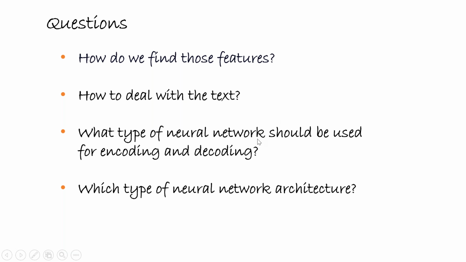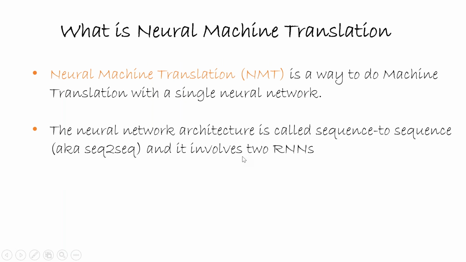So what is neural machine translation? Neural machine translation is a way to do machine translation with a single neural network, and the neural network architecture is called sequence to sequence.